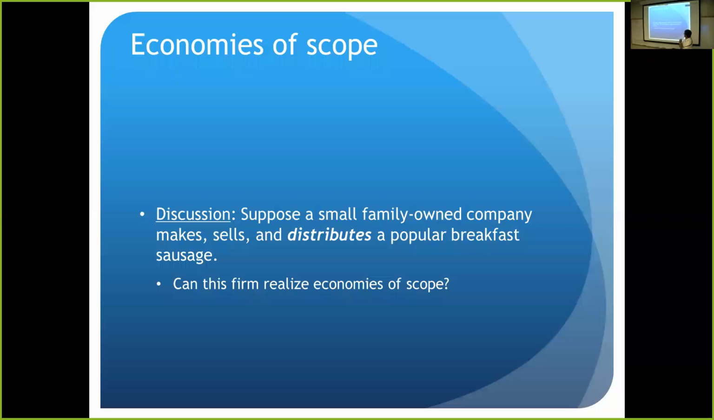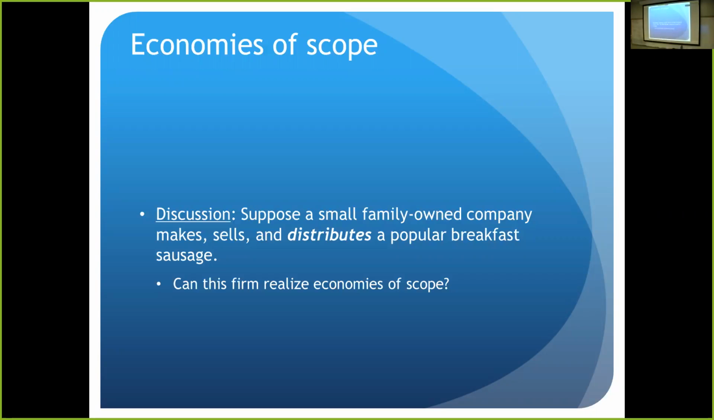So, suppose we've got a small family-owned company that makes, sells, and distributes popular breakfast sausage. Can this firm realize economies of scope? Makes, sells, and distributes. So we've got a manufacturing operation, right? They've got this breakfast sausage. It's the bomb. How could they take advantage of economies of scope?